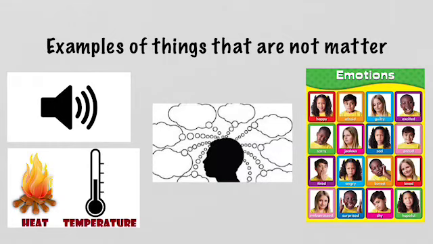Now that we've gone over some examples of what is matter, can you also think of something that you may consider not to be matter? Some examples of things that are not matter are sounds, heat or temperature, thoughts that we have, or emotions that we may have.